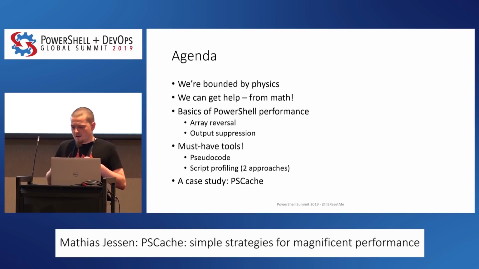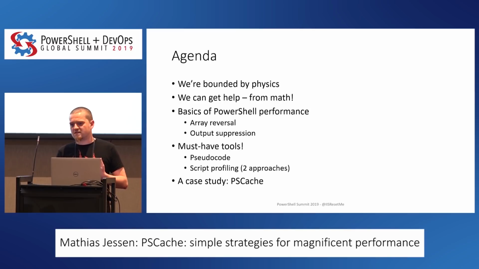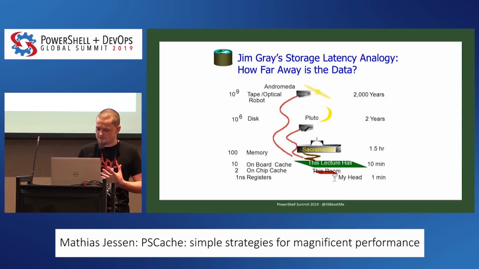Right. The best way I know of showing that we're bounded by the laws of physics when it comes to computer performance is from a presentation that Jim Gray, technical fellow at Microsoft Research, gave about 20 years ago. And he basically had this analogy of what happens when you try to access memory in your computer. And he came up with this kind of graphical device.